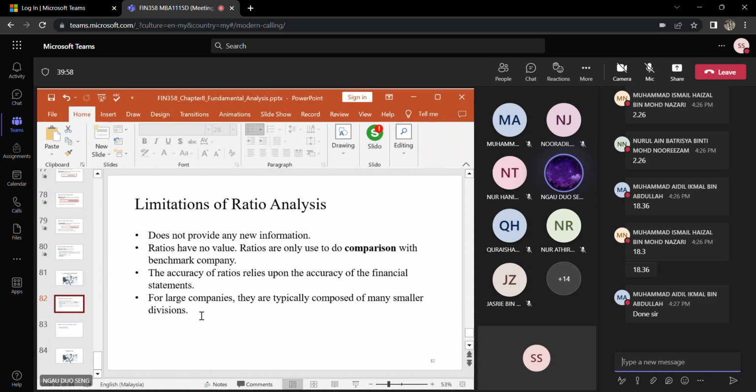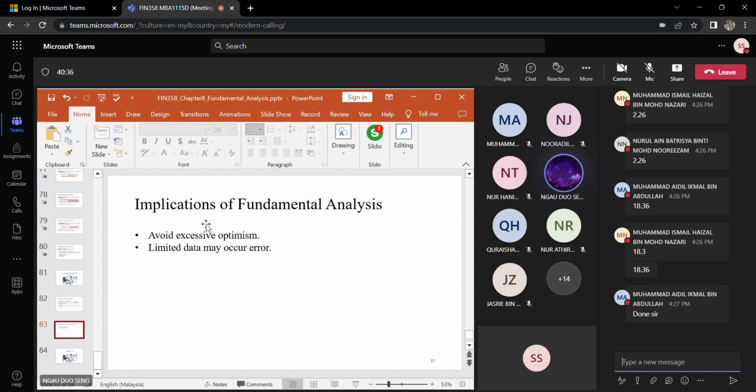So for a large company, they are typically composed of many smaller divisions. So this is what, when we do comparison, dia agak susah sebab syarikat besar, dia ada banyak subsidiary, anak syarikat yang dia punya perniagaan atau bisnes adalah berbeza-beza. Right, when we want to do comparison, kita kena compare sama, right? Apple dengan apple. We cannot compare apple dengan orange. But normally kalau syarikat besar dia ada banyak jenis business. Right, susahlah untuk buat comparison.